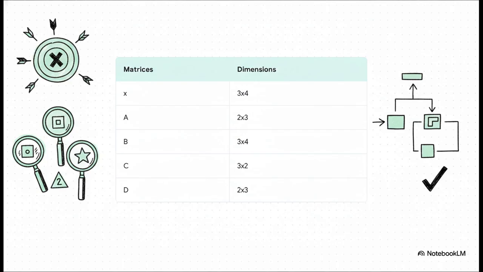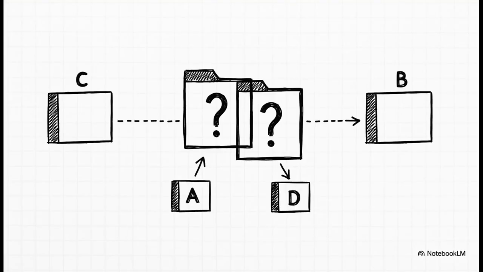The procedure is exactly the same, though, so let's start by looking at X. Let's apply our rules. The first matrix has to have 3 rows. Looking at our list, that's got to be matrix C. The last one needs 4 columns. That's definitely matrix B. So we've got our start and our end. But now we have a problem. We have 2 suspects left for the middle, A and D.